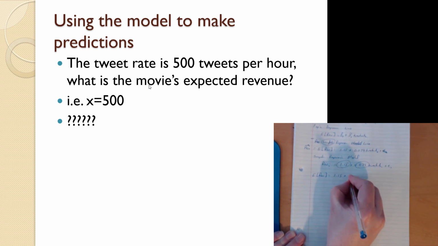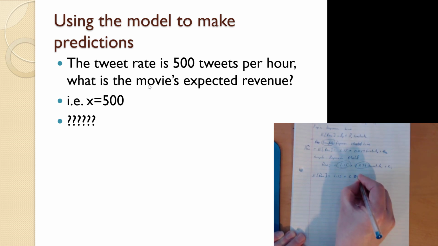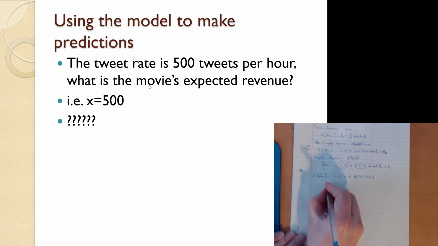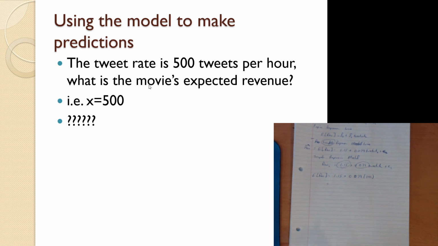1.15 plus 0.7079 times the 500. That's it. We've made a prediction. And that's one of the big deliverables in this whole process: we make predictions.